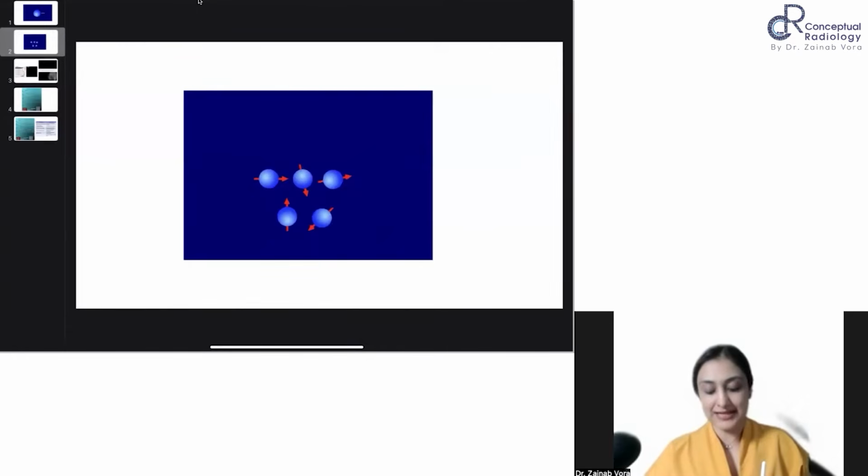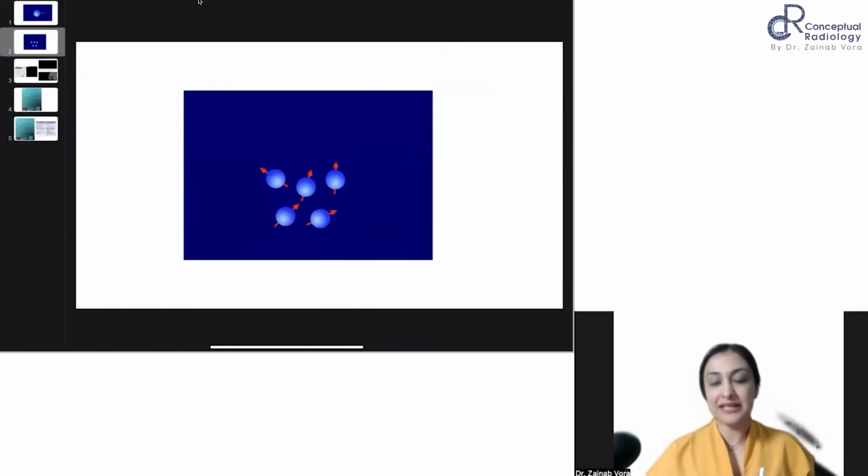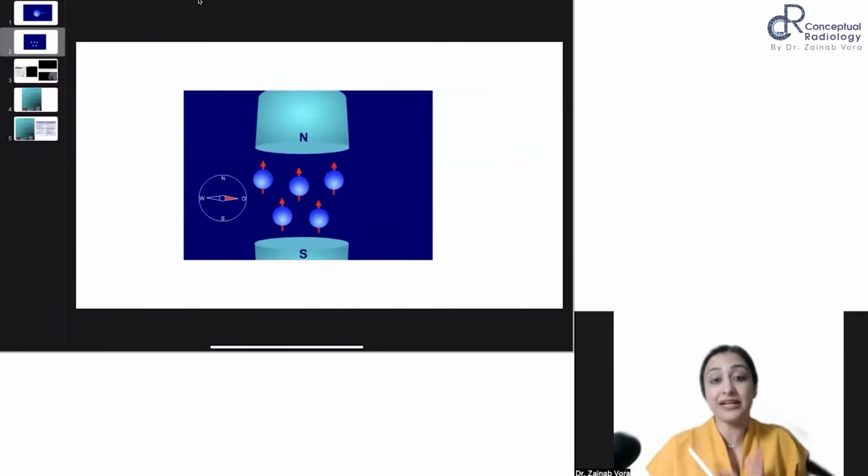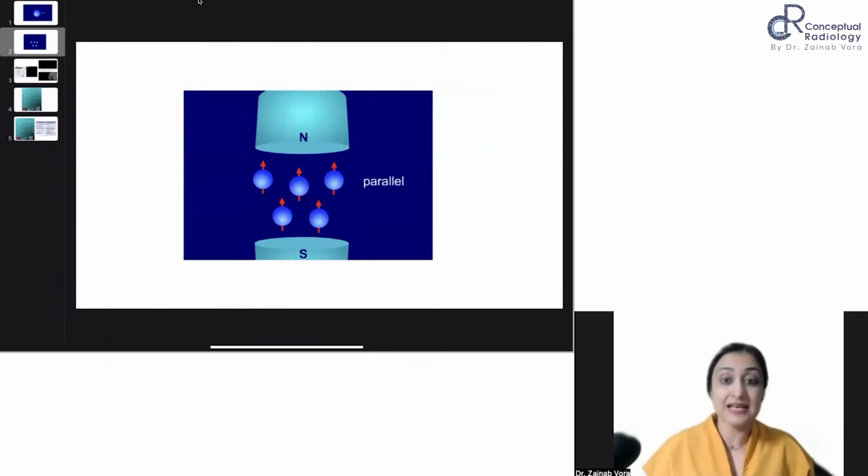Now look at the second part. Everything is spinning randomly, right? So all are magnetic fields, but they are all aligned in different directions. But when you place them in an external magnetic field, you see that it all aligns in one direction. Okay, so far so good. Now this is what I'm going to use to generate a signal. But the problem is I can't generate a signal in this axis. This is what is called the Z axis. I will not be able to detect a signal in this.